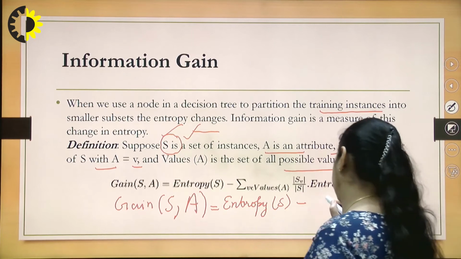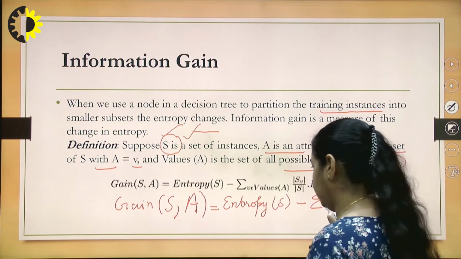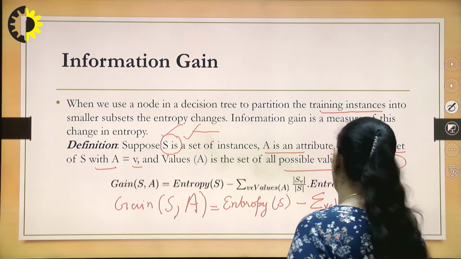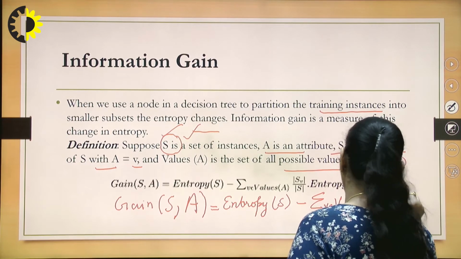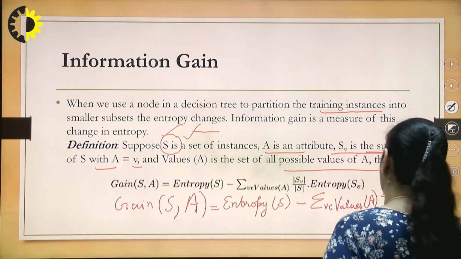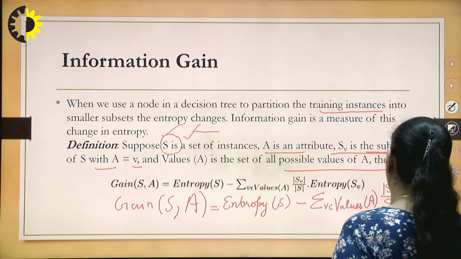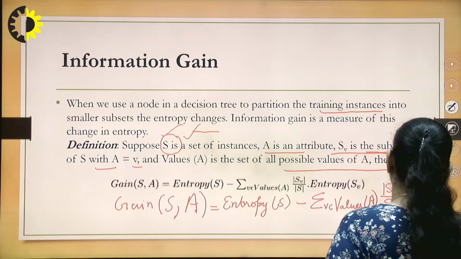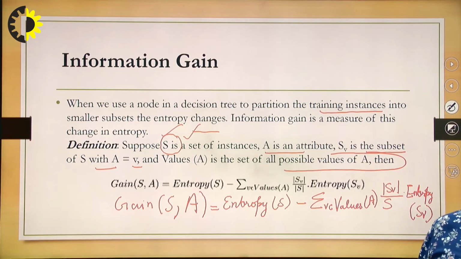We take a difference with this. We have the values v of A, and we have taken SV, that is the subset of the superset S, multiplied by the entropy of S of V. If we see further examples related to it, then the definition will be very much clear to us.